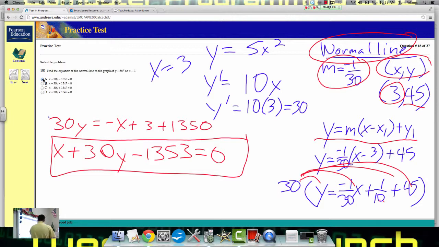Why did it equal 45? Because if y equals 5x squared, then y equals 5 times 3 squared. We have to do the exponents first, so 3 squared is 9, and 5 times 9 is 45. That's where the 45 came from.